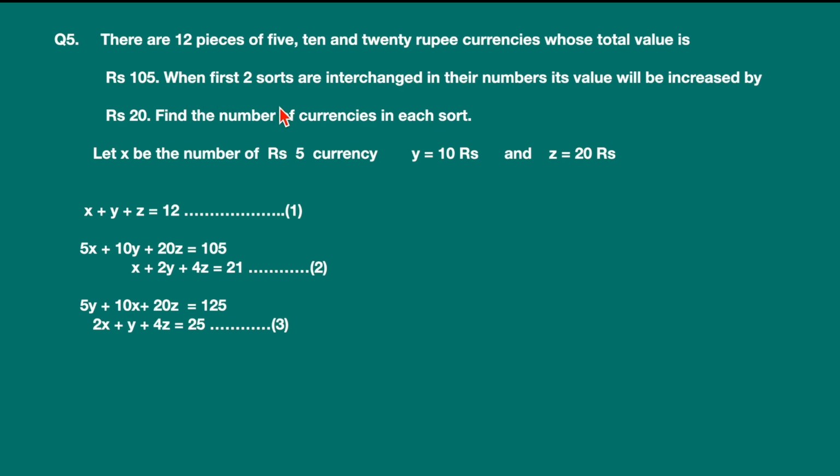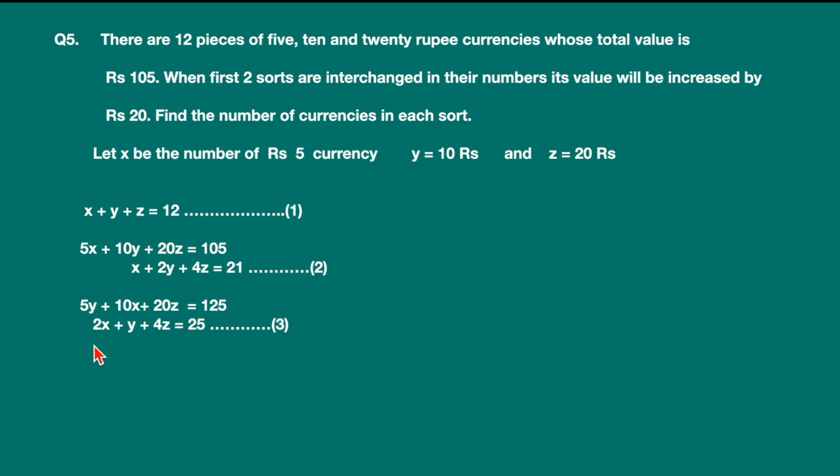When the first 2 sorts are interchanged in their numbers. That means what is the first one? That is the 5 rupee note and the 10 rupees the next one. So the number is interchanged. So here what we have said, Y is the number of 10 rupee note. Now I am going to say Y is the number of 5 rupee note, and X is the number of 10 rupee note.